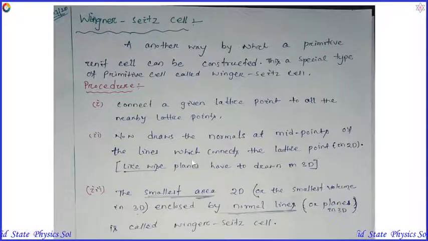So this is the procedure, or the steps, that I gave in the note to you. That is, connect a given lattice point to all the nearby lattice points. Then draw the normals at the midpoints of the lines which connect the lattice points. Then the smallest area enclosed by the normals will be called the Wigner Seitz cell. Now we have to consider all the procedures step by step for a lattice, and we have to draw the Wigner Seitz cell.